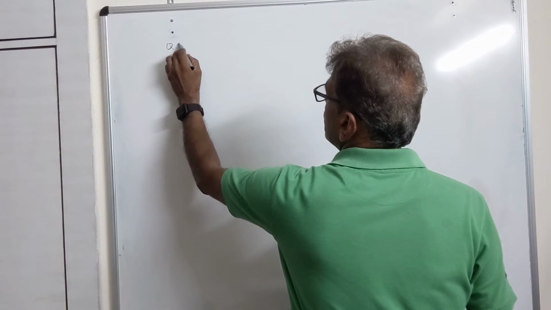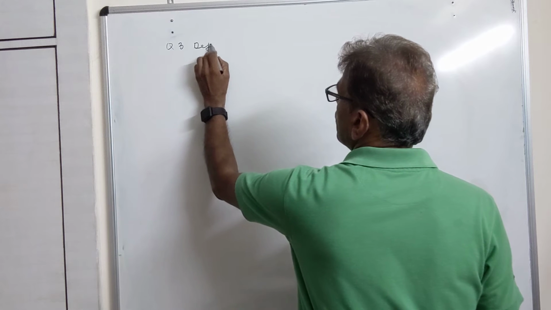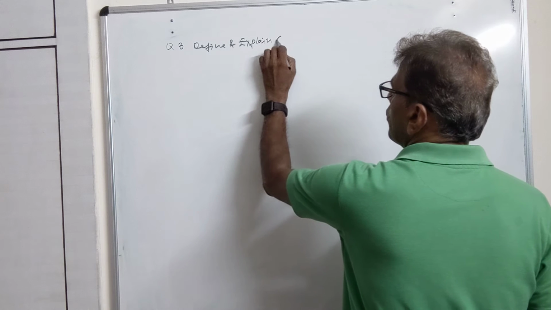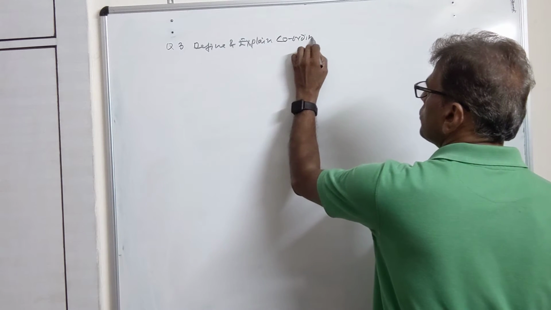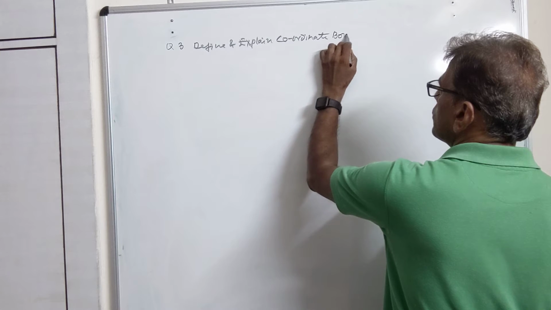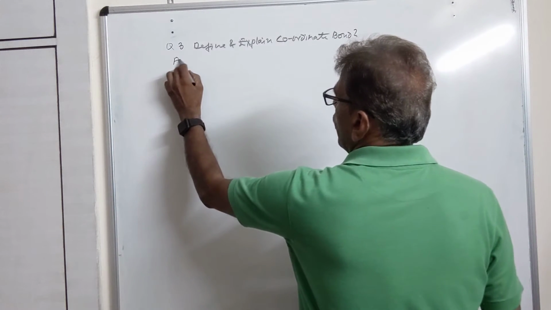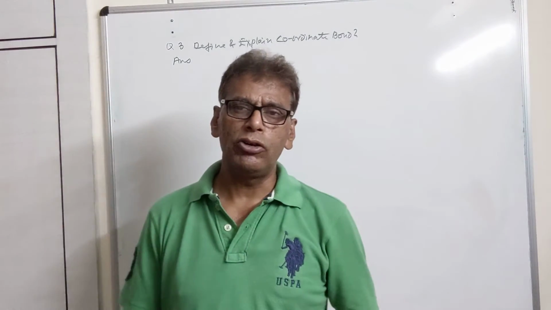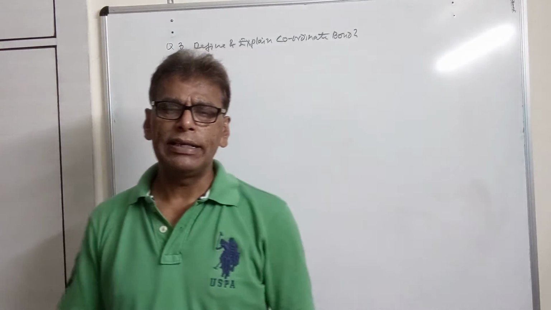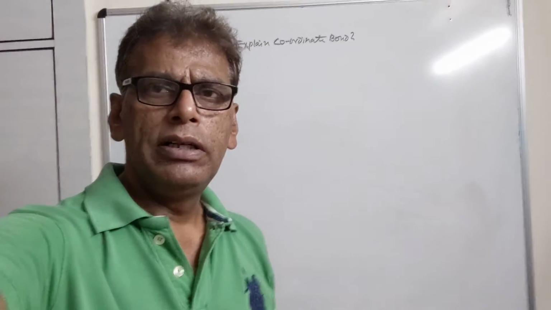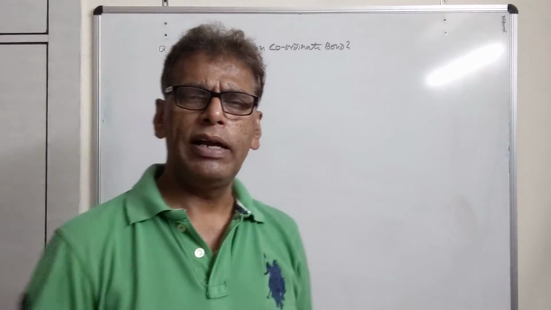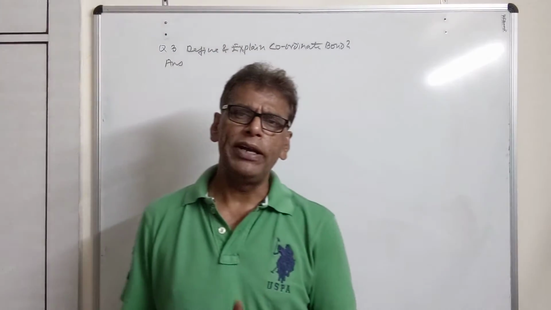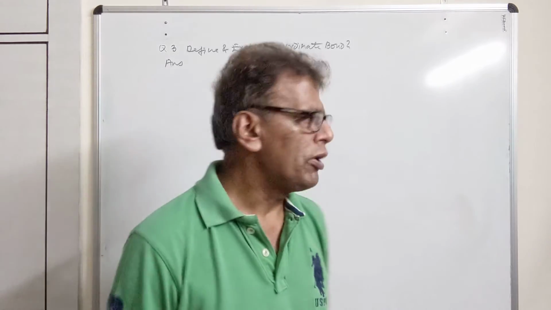So question number 3 is define and explain coordinate bond. Now what is coordinate bond? It is formed by mutual sharing of electrons, but the shared pair of electrons is contributed only by one atom. That atom is called the donor atom, the other atom is called the acceptor. This bond is represented by an arrow pointing from donor to acceptor.